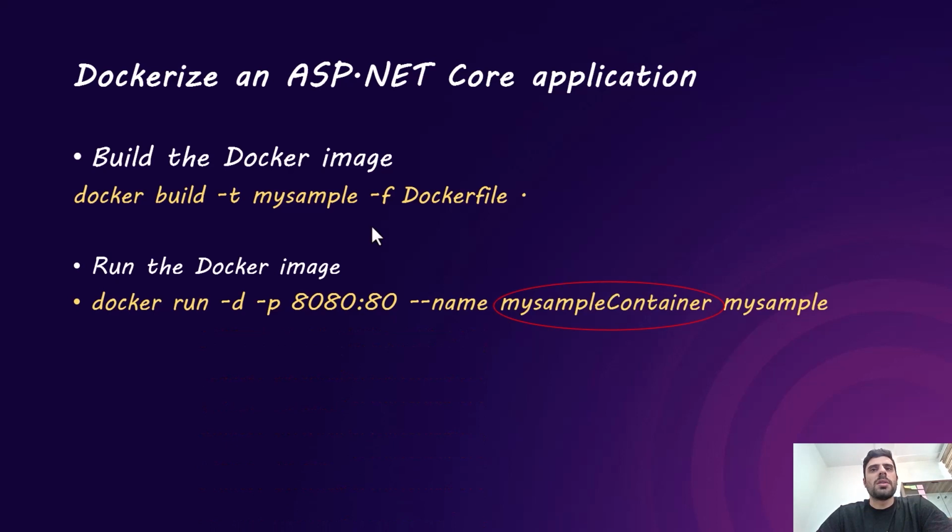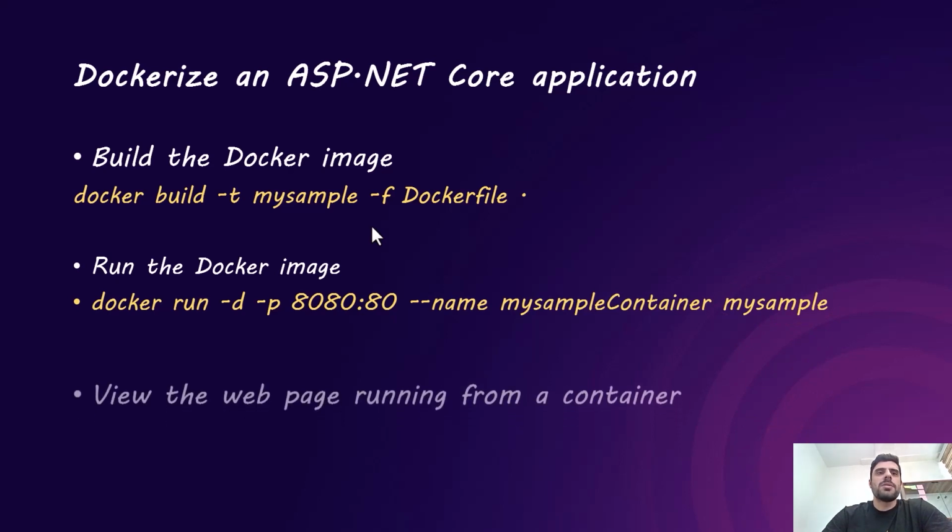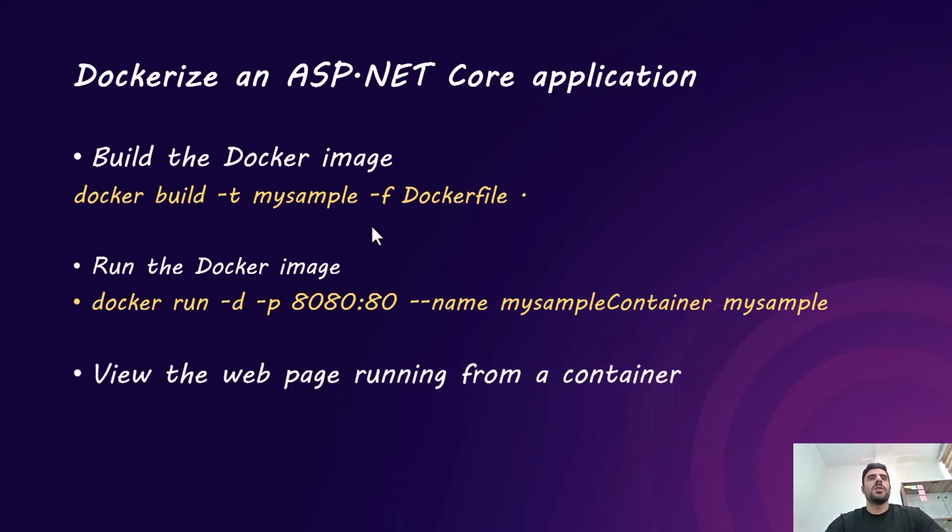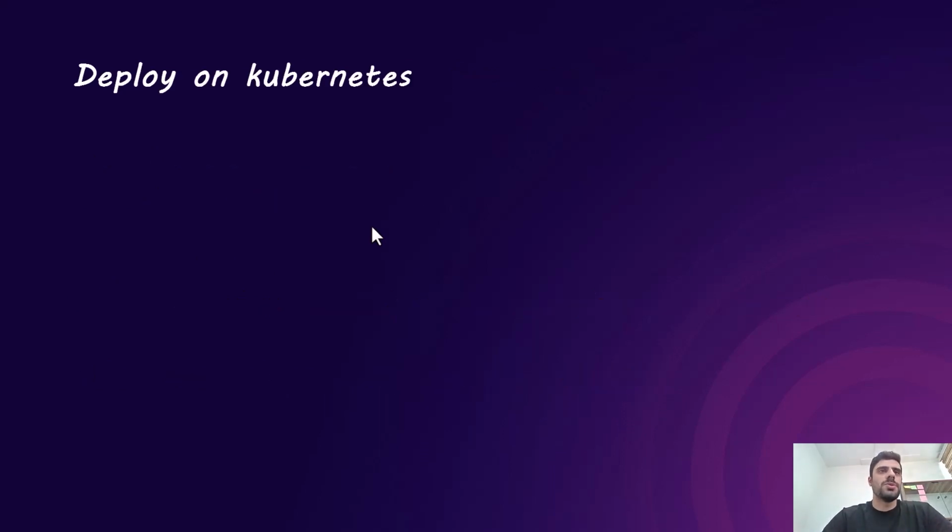The other part of the docker run command is the --name switch. The first parameter of --name is my container name. I'm going to create a container and name it my sample container. And this container is going to be created using the my sample image, which was built at the previous step. After running the application using the Docker command, I might need to view my web page running from a container, for example, in my browser. So up to here, we understand how to create a Docker application and how we can easily Dockerize them.